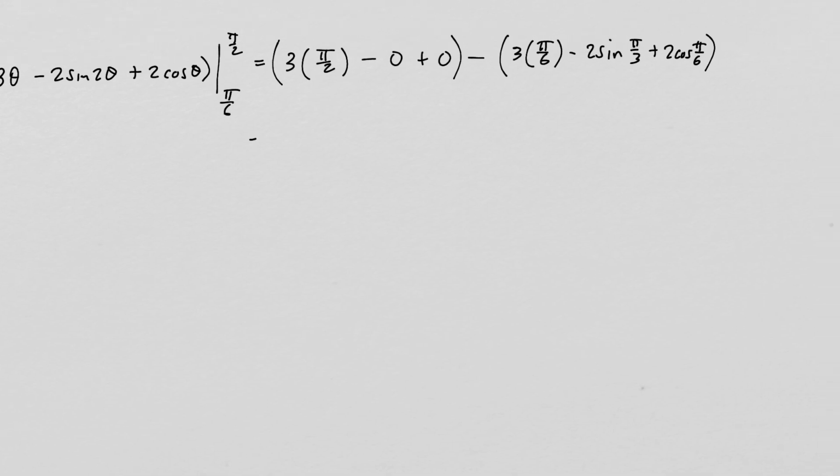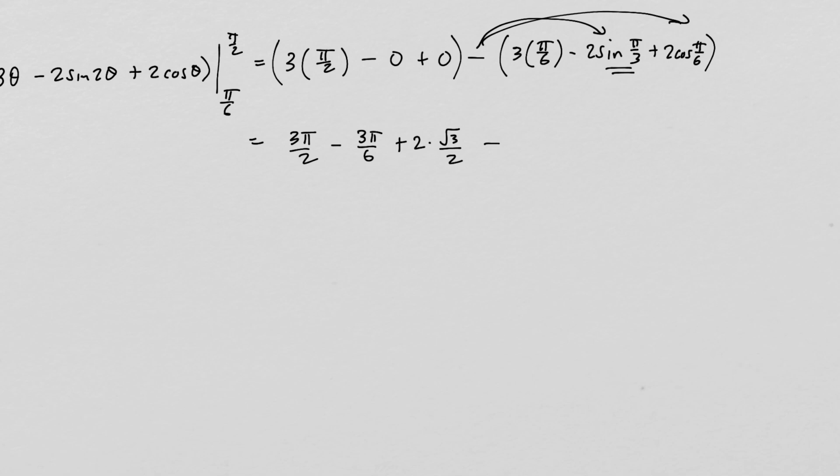Now we need to figure those out, but this is going to give us 3 pi over 2 minus 3 pi over 6. And then we have minus minus, which is plus 2 times the sine of pi over 3, which is radical 3 over 2. And then we have minus 2 times cosine of pi over 6, which is 2 times radical 3 over 2. And so this is interesting. These cancel out, and we end up with 3 pi over 2 minus pi over 2, which is 2 pi over 2, which is pi.